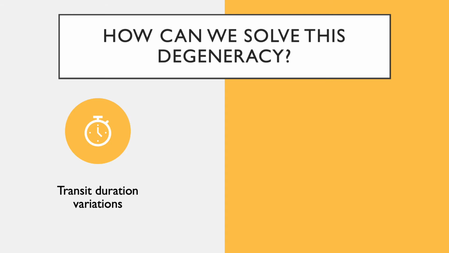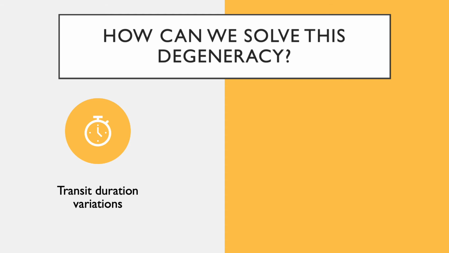So transit duration variation is, instead of looking at the exact center of the transit, you're looking at the amount of time that it takes for the planet to traverse the chord across the star, and then looking at how that amount of time varies with time. Very similar to transit timing variations in terms of both causes and what it's going to look like, but technically a different signal. So it does help solve the degeneracy to some extent.